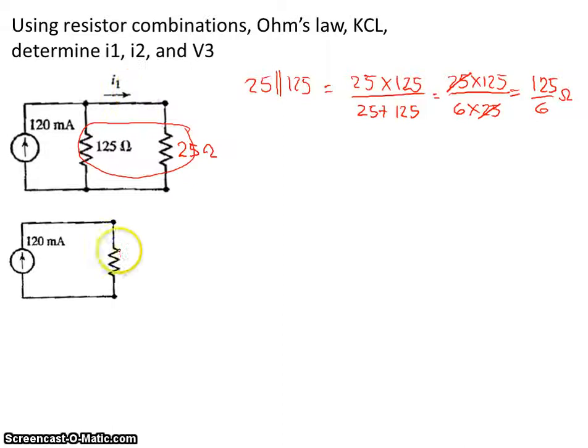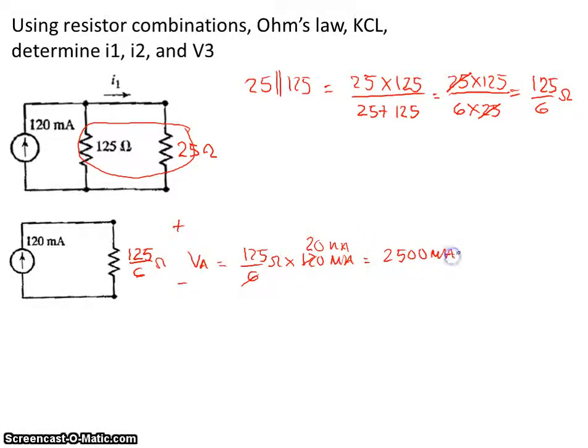So once we have this equivalent resistance, I can find a voltage. I'm just going to call it V sub A. This voltage over here is going to be the 125 over 6 ohms times the 120 milliamps. And you can see that these cancel, so this is 20 milliamps. 20 milliamps times 125 is 2,500 millivolts. I'm sorry, that's equal to 2.5 volts.